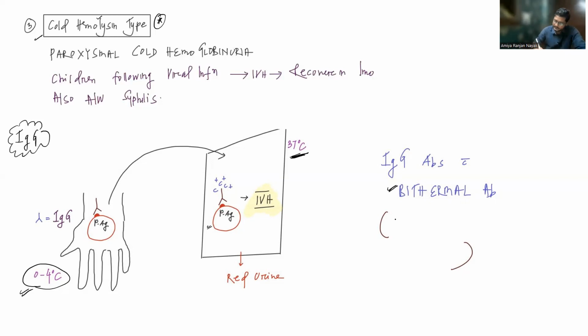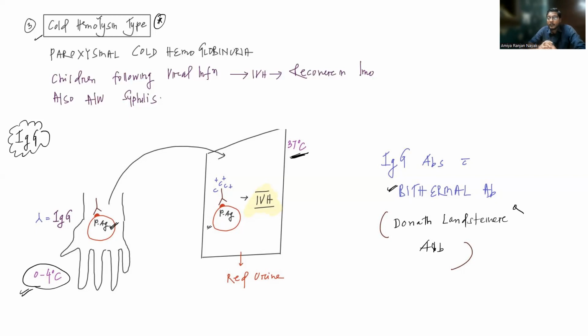Otherwise, these are known as the Donath-Landsteiner antibodies. And these IgG antibodies are directed against a certain type of antigen that is known as the P antigen. I hope you remember the other function of the P antigen. P antigens over the surface of the RBCs also act as receptor for Parvo B19 virus.